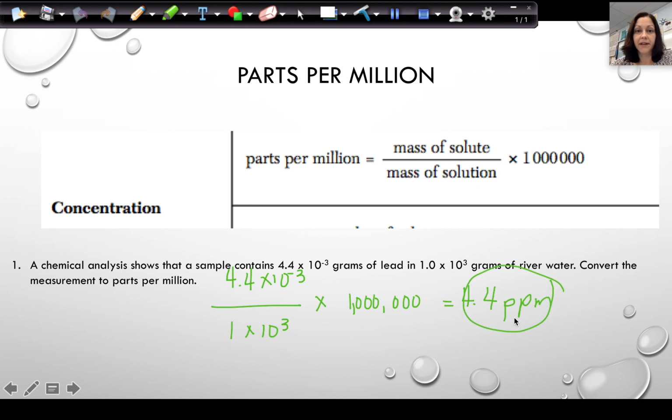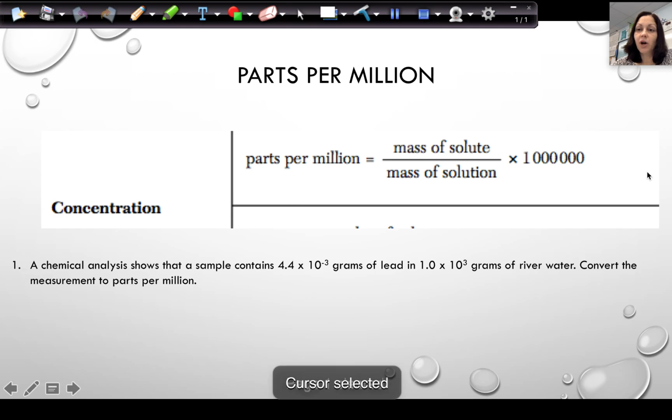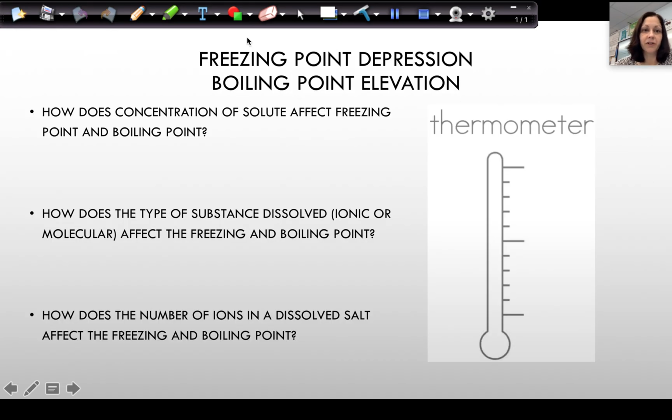Remember, parts per million is used when the concentration is really small, and where using percent would give us such a small number, it wouldn't really mean anything to us. It would be hard to work with those numbers.